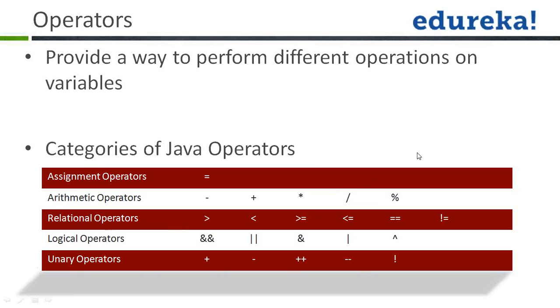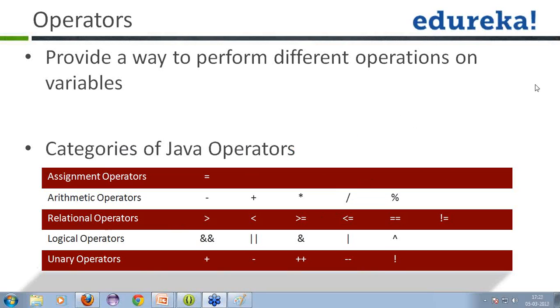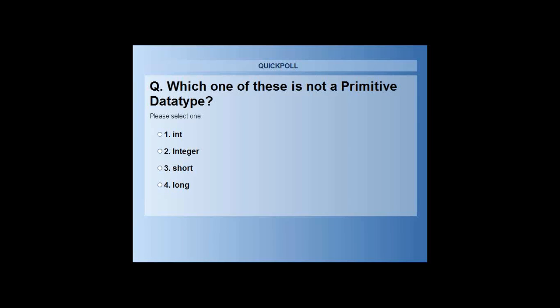And before that, let me just check, do I have a question for all of you? It's been a long time since I have asked a question from you. Okay, the question is right in front of you. Which one of these is not a primitive data type? Is it int, or is it Integer with capital I, short or long? You just have to click on the polling screen right in front of you and cast your answers. Everyone give me answers. Which of the following is not a primitive data type?